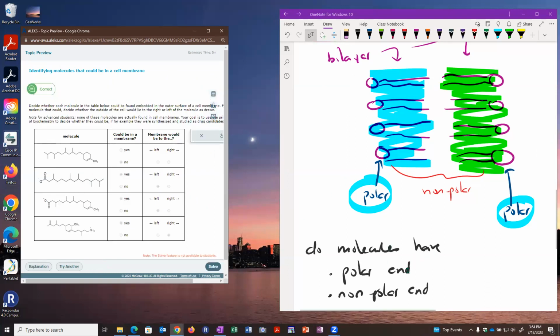Do the molecules have a polar end and a non-polar end that would allow them to be embedded in the outer membrane? And then just look to see which side of the molecule the polar region is located. That's the side that the membrane is going to be on.